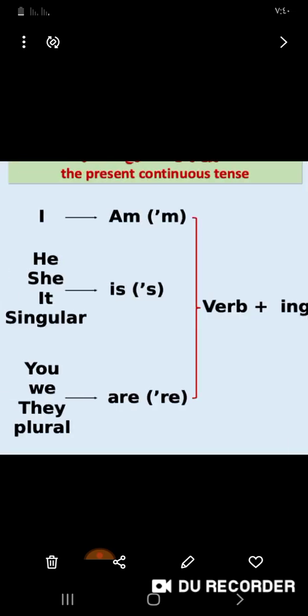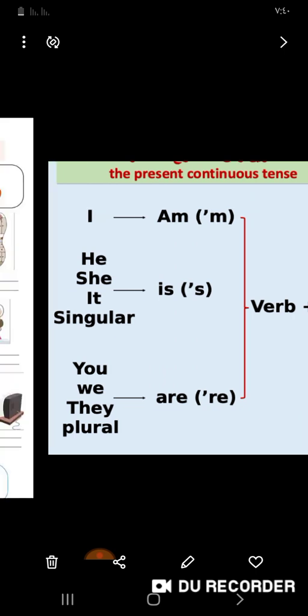What is the form of the present continuous tense? The present continuous tense consists of the verb to be, am, is, are, plus verb plus ing. I take am, he, she, it, and singular nouns take is, you, we, they, and plural nouns take are. For example, when I say, I'm talking now, we are playing now, we are walking now. So all the actions are happening at the moment of speaking.